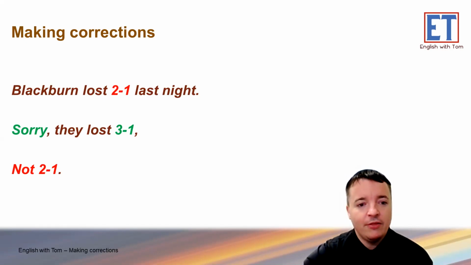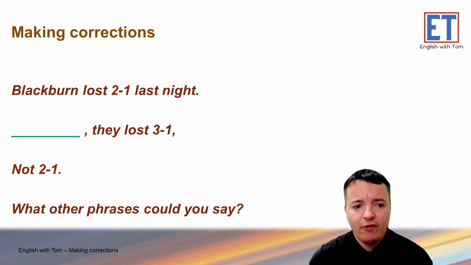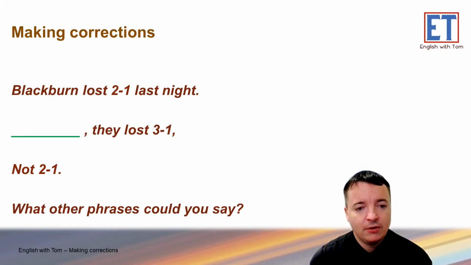So again, the apology, sorry, the correct information, 3-1. The negative and the mistake, not 2-1. All those are usually stressed when we make corrections, self-corrections. What do you think? What other phrases or words could you use instead of sorry? Anything else?